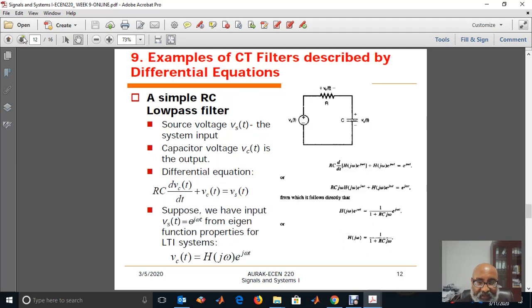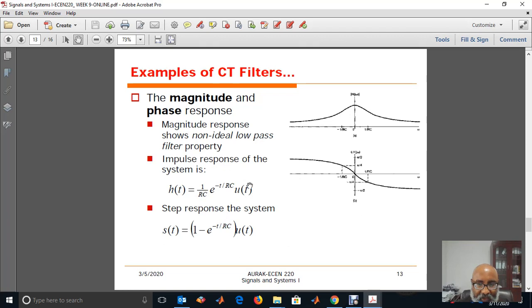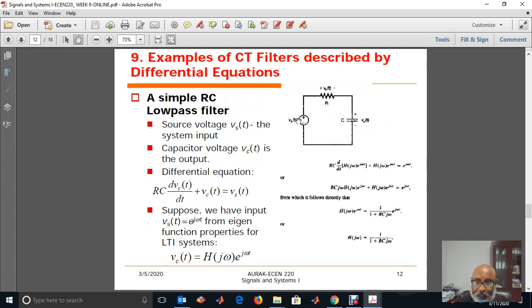But let's see the impulse response of this system. What is the impulse response of the system? Considering Vs the input and Vc the capacitor voltage the output, the impulse response is given by 1 over RC e to the power minus t over RC. Okay, how do we find the impulse response? From the step response. By differentiating the unit step response, we can find the impulse response. How do we find the step response? We give the circuit a unit step input and find the capacitor voltage for the unit step input.